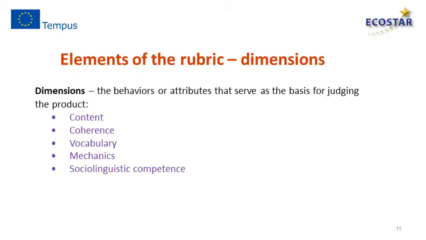Okay, so the first element of a rubric is the dimensions. The dimensions are the behaviors or attributes that serve as the basis for judging the product. And in the case of the Bryson task, we have defined 5 dimensions: content, coherence, vocabulary, mechanics, and sociolinguistic competence.